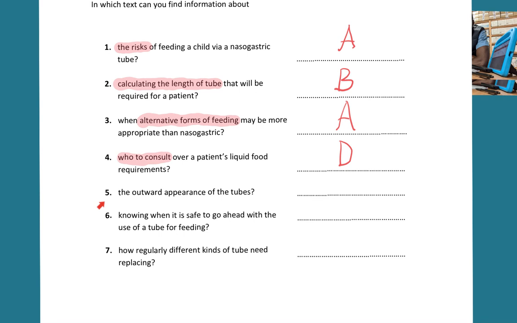Okay, question number 5. The outward appearance of the tubes. Guys, like I said before, most of the questions, there will be a particular keyword that will take you to the text. So we have the tubes, and we know this is plural, it is referring to type of tubes. Therefore, we go to the text that contains type of tubes, which is text B. Then we look for the information about the outward appearance.